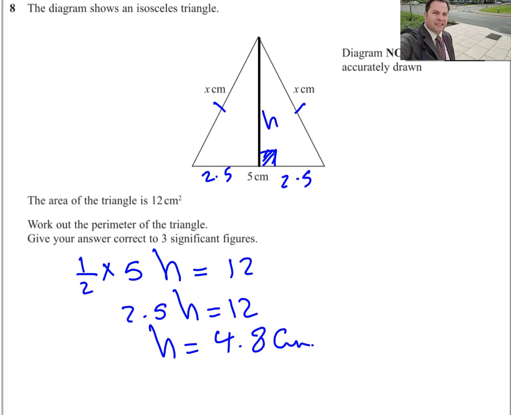So now we have the height is 4.8. How can I find x? By applying the Pythagoras theorem for this right angle triangle. 4.8 squared.